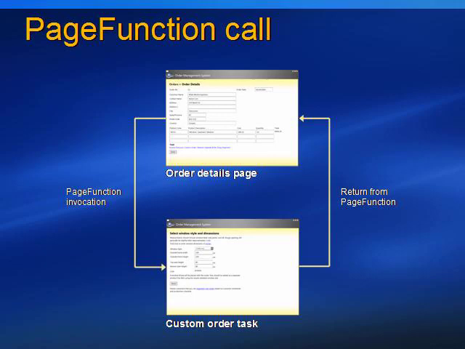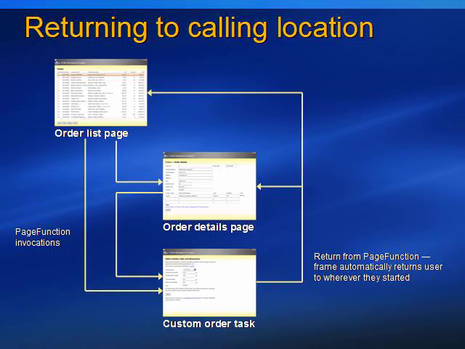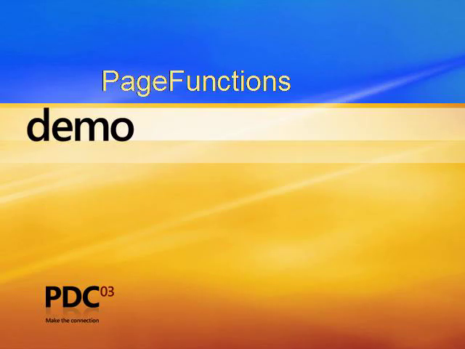So when we navigate from our orders page, our details page, to our custom order task, we're going to do that with a page function invocation. And then when the user's finished entering a custom order, we're going to navigate back to this details page by returning, just like you would return a result in a function. Although I'm not going to show the next part, it would easily scale up so that you could navigate to this task from multiple places, and the page function would automatically return the user to wherever they started from. Let's see how that works.